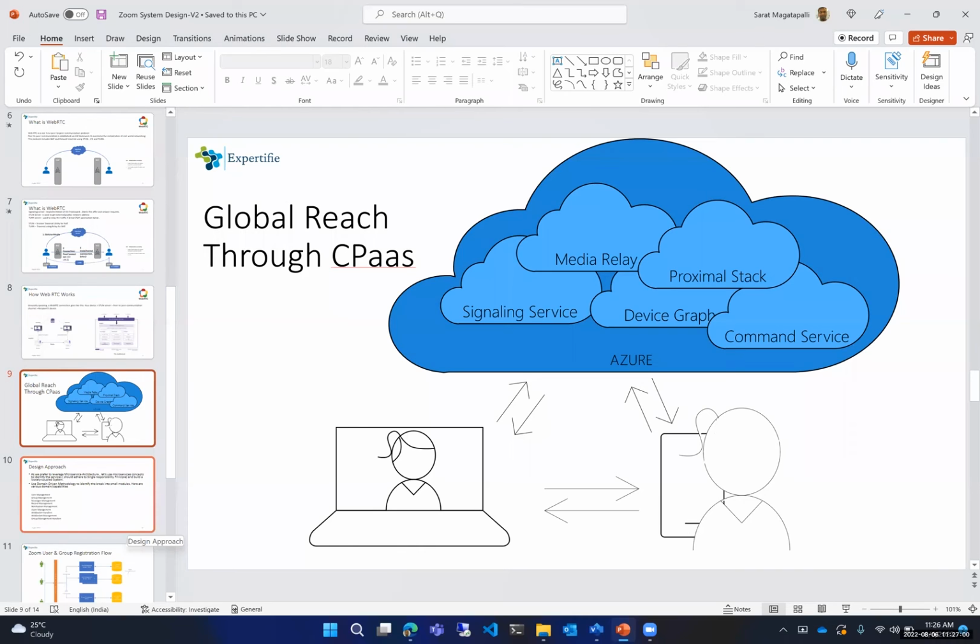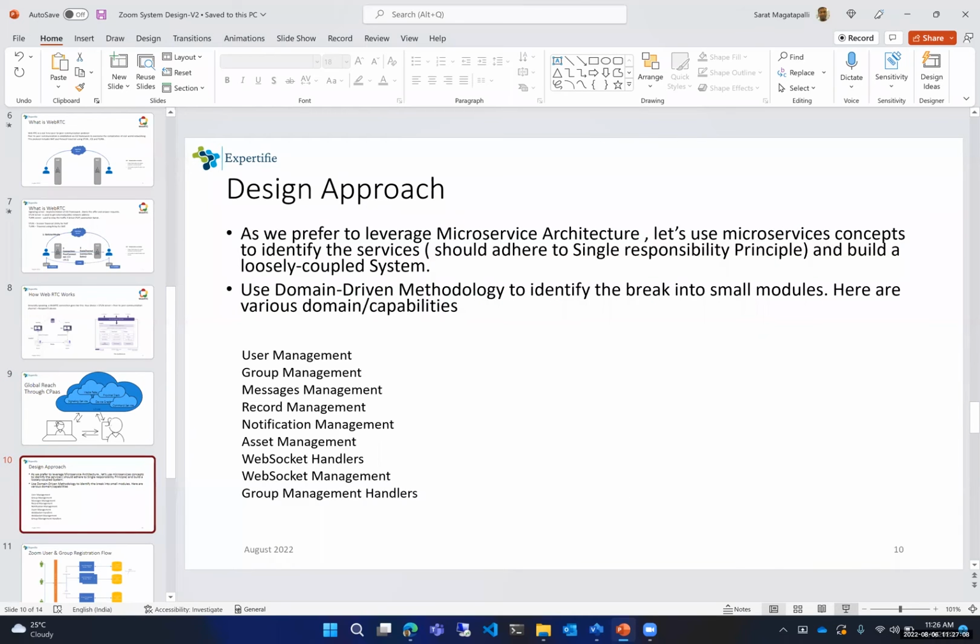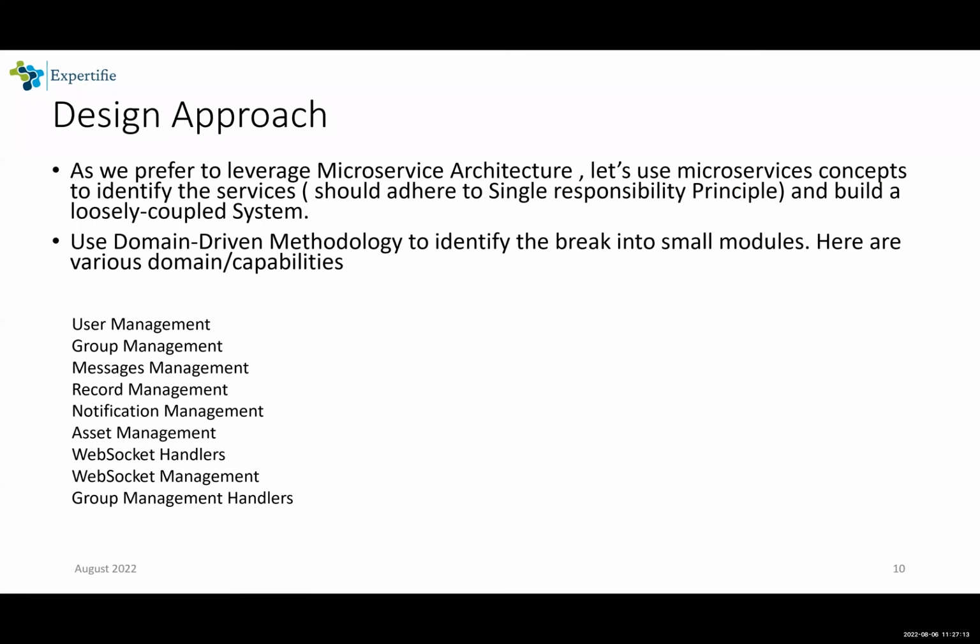How are we trying to design? We talked a lot about WebRTC. So for the design approach, we decided that scalability is an important non-functional requirement. Elasticity is also one of our non-functional requirements. So let's go with the microservice architecture so that we can support scalability better.